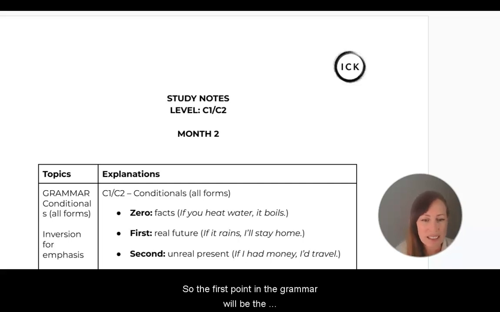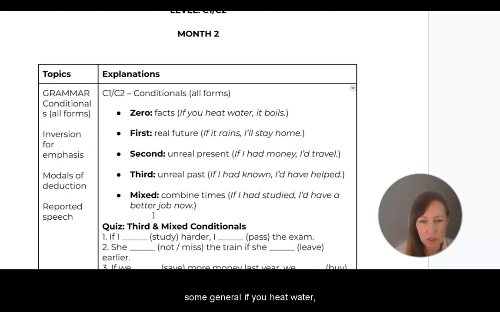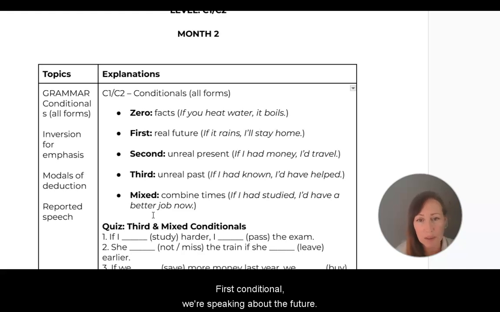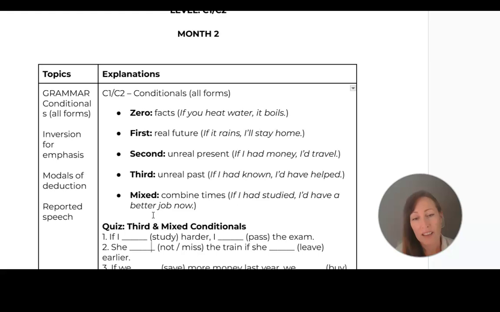So the first point in the grammar will be the conditionals. Just to review quickly the different conditionals that we have. The zero conditional we don't really practice because it's kind of a basic one. Some general truths: if you heat water it boils, for example. If you walk fast you sweat, for example. First conditional, we're speaking about the future. If it rains I will stay home, or I will stay home if it rains. So we're using present plus future with will.